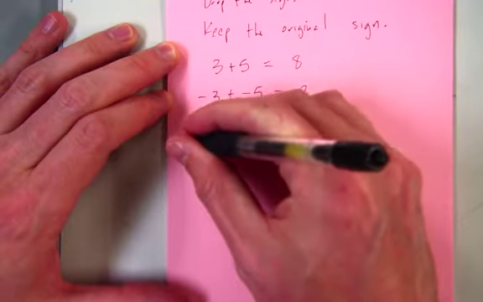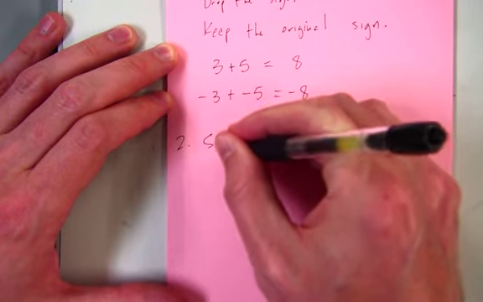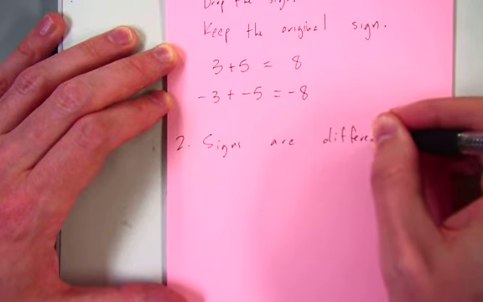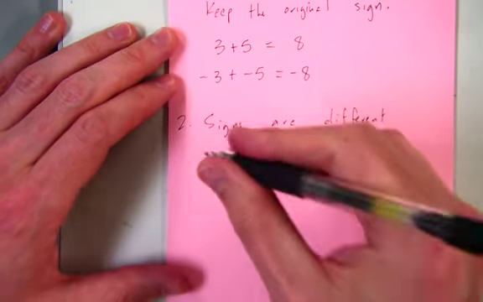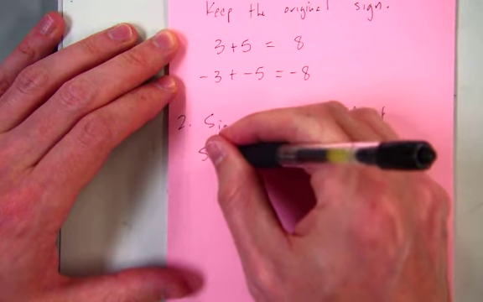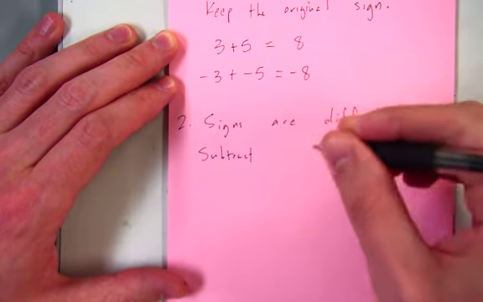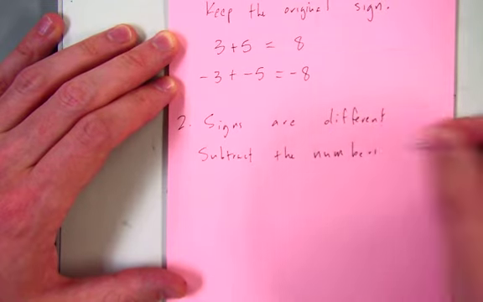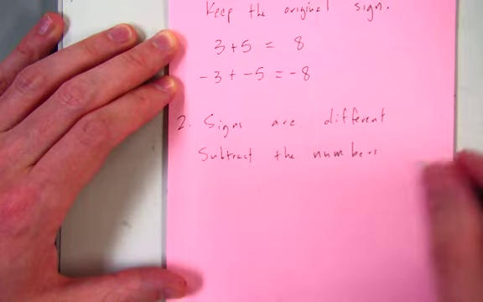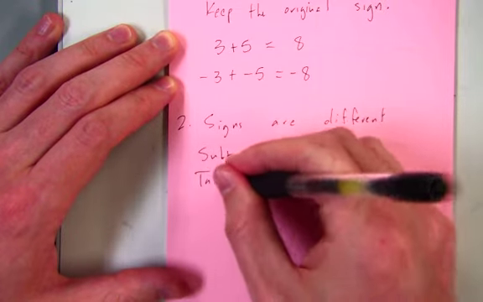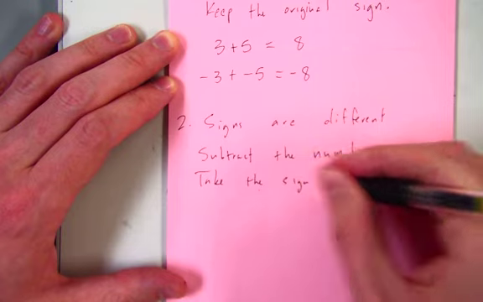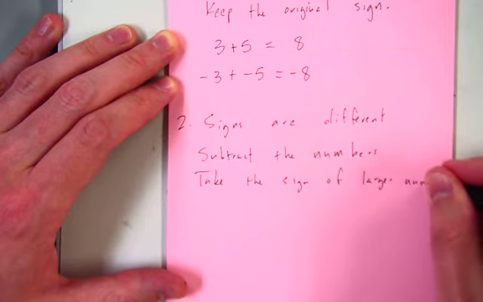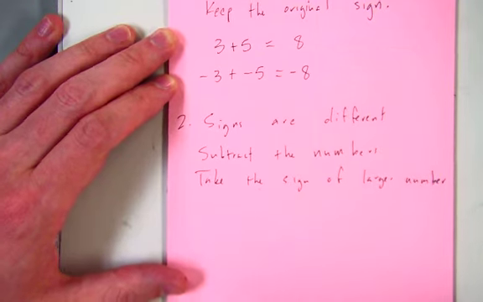Okay, there's only one other rule. Okay, our signs are different and we're adding. Then we're going to subtract the numbers after we've dropped off the signs. Okay, and then we're going to take the sign of the larger number. Okay, so it's going to look like this.